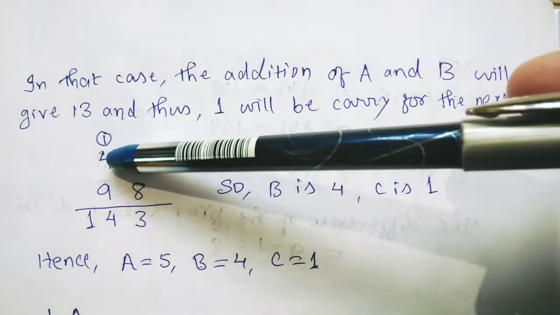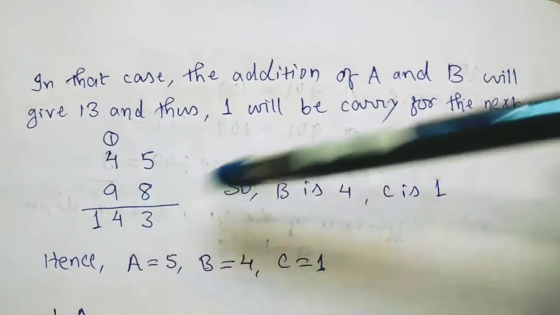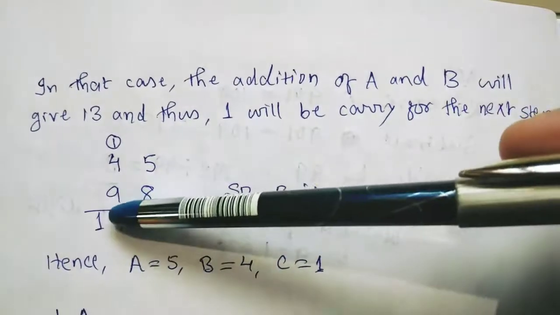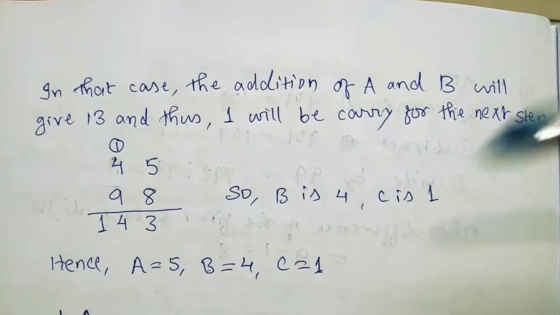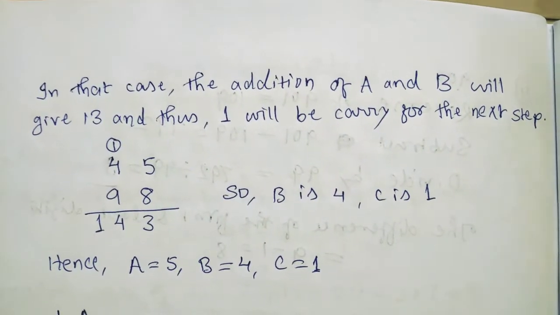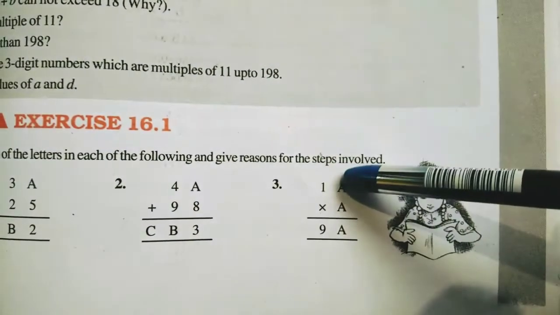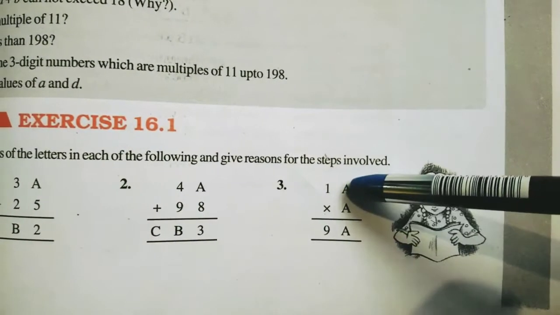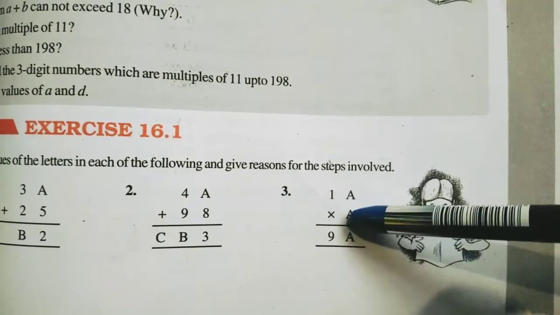So 1 plus 4 is 5, 5 plus 9 is 14. So we are getting here 14. That means the value of B is 4 and the value of C is 1. So A equal to 5, B equal to 4, C equal to 1. Understood? I hope you are understanding, right? Next, question number 3. It is multiplication: A into A, and A into 1, 9 is coming. So what will be the value of A here?